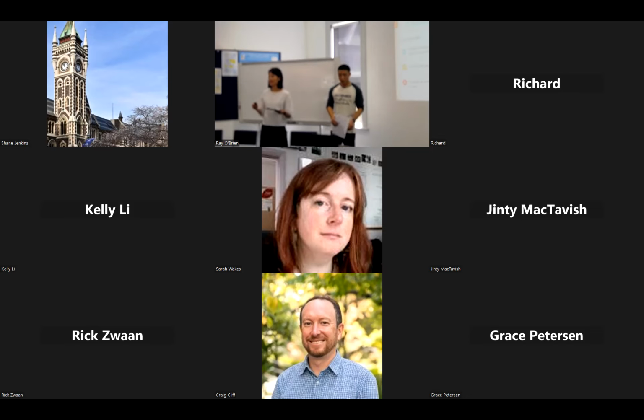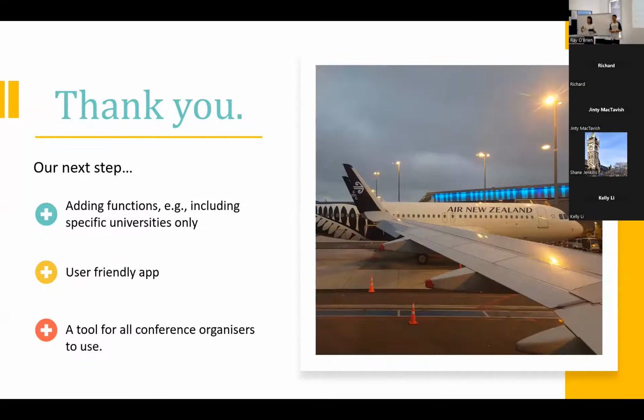We really want to continue this project and keep developing this tool. For example, as Richard just demonstrated, if we want to plan a conference using this tool, all the universities in the database will be included. In the future, we want to have a function where we only select the universities that are going to participate in the conference, so it will be more accurate and more useful for conference organizers.